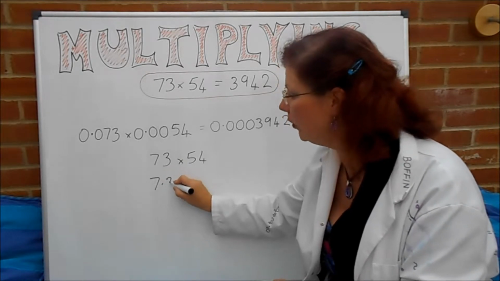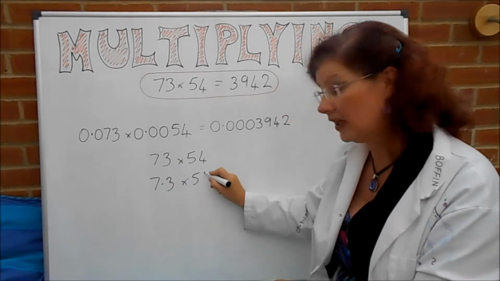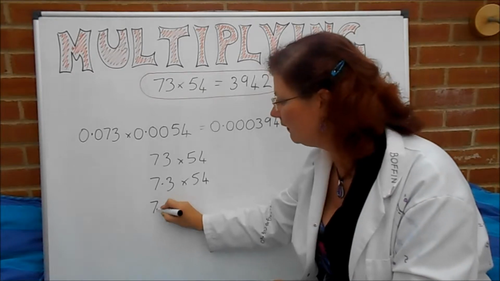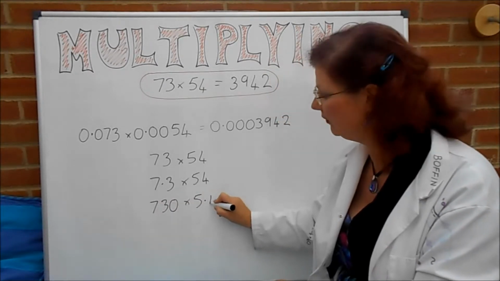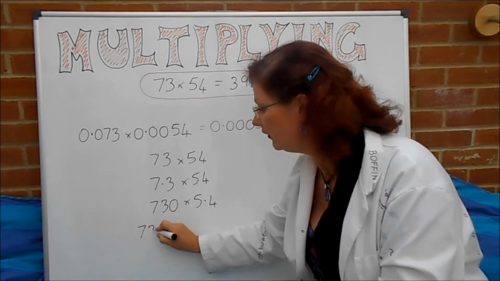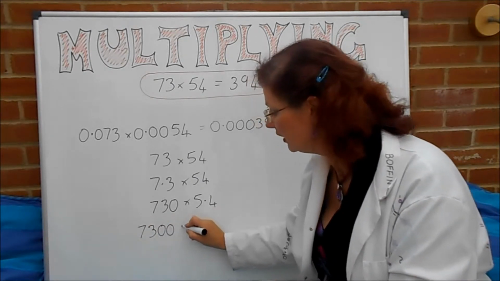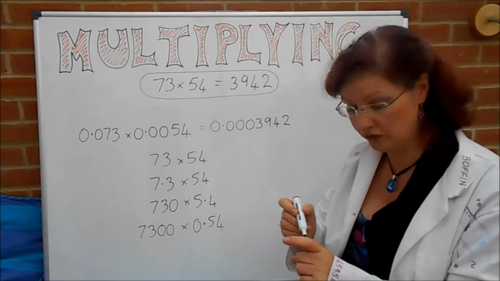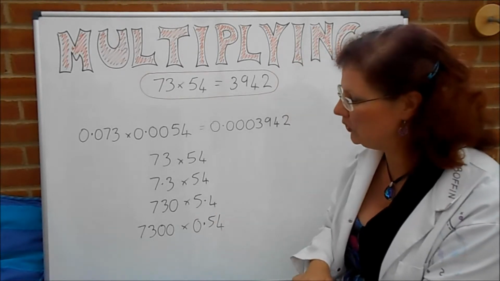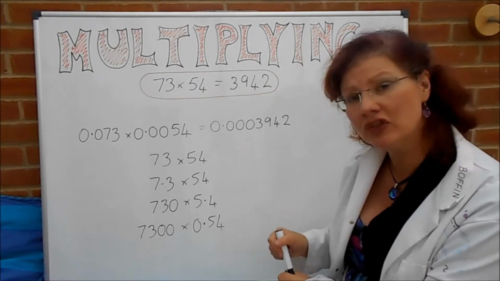We can have 7.3 times 54. We could have 730 times by 5.4. 7,300 times 0.54. Those will do for the moment. And then we're going to do some more. You can make up your own. So let's just look at these.